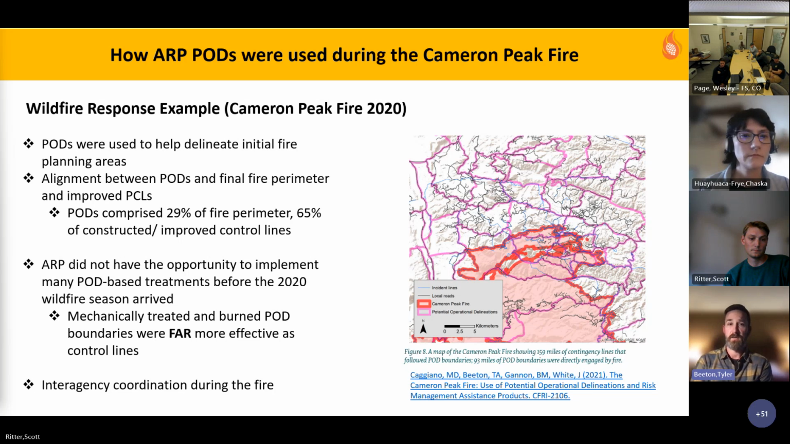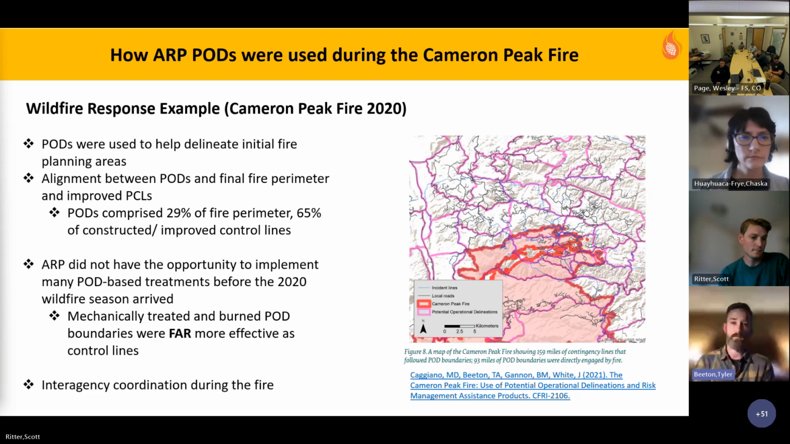So around 30% of the final fire perimeter were pod boundaries, and over 60% of the constructed improved control lines were also pod boundaries. As Tony mentioned, ARP developed pods initially in 2018. And when they developed pods, they also developed a treatment strategy, the so-called ribbon approach, running north to south, along these areas to try to moderate fire behavior from the west to east and burn and some integrate that behavior to the east, where there were values and resources that they cared about.